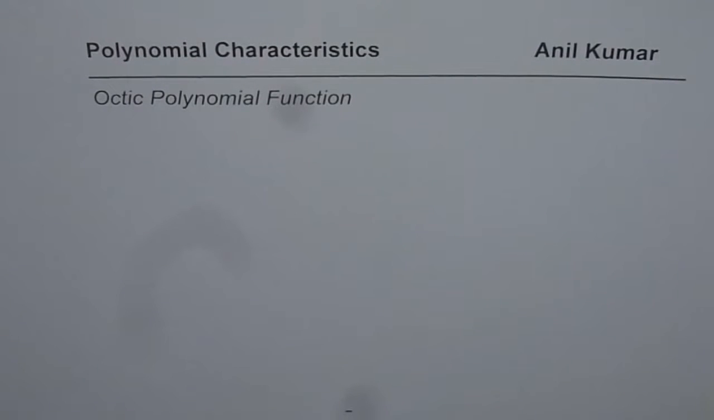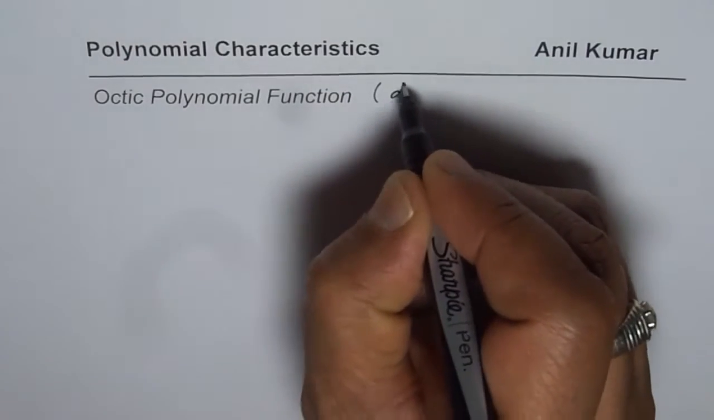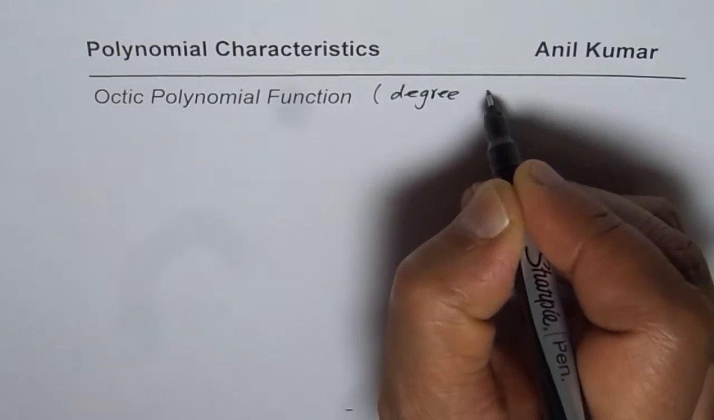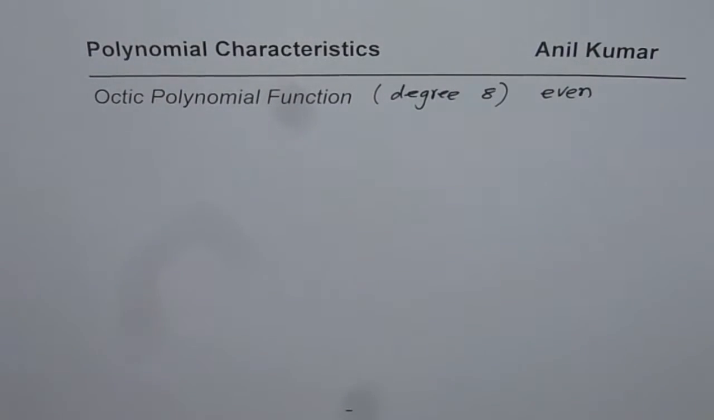I'm Anil Kumar, and in this video I'm going to discuss octic polynomials. With the help of octic polynomials, I'll consider all the characteristics of the polynomials and generalize it for even degree polynomials. Octic really means degree 8, which is also even. Therefore, most of the characteristics we discuss here will be applicable for all even degree polynomials.